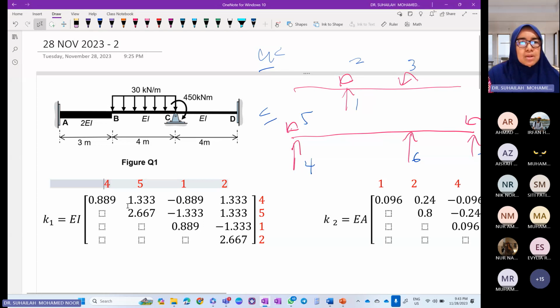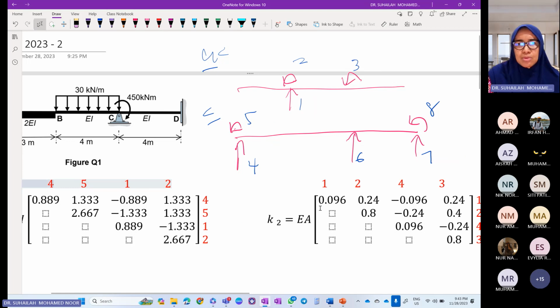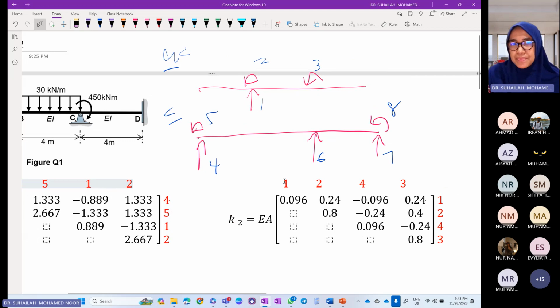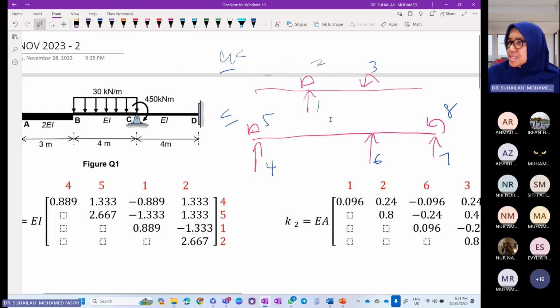We move to K2. For K2, the label will be 1, 2, 6, 3. Label the DOF, this is compulsory: 1, 2, 6, 3. The length is 4 meters.